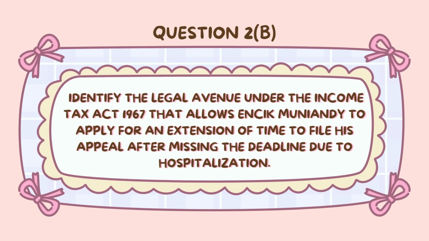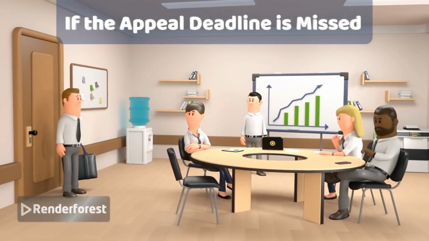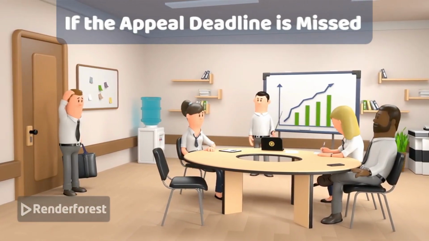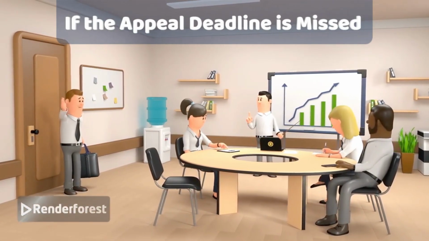Now let's move on to question 2B. Identify the legal avenue under the Income Tax Act 1967 that allows Encik Muniandi to apply for an extension of time to file his appeal after missing the deadline due to hospitalization. If the appeal deadline is missed, Encik Muniandi can submit an application for extension of time, explaining the delay and providing evidence.